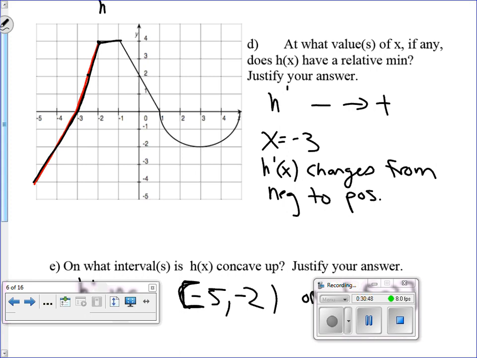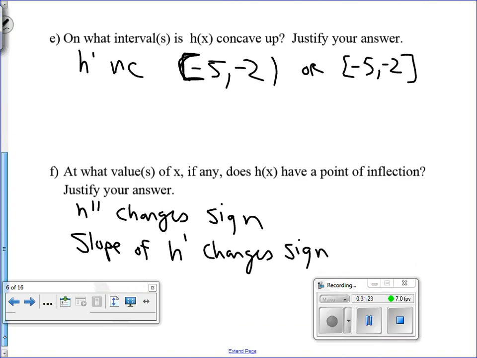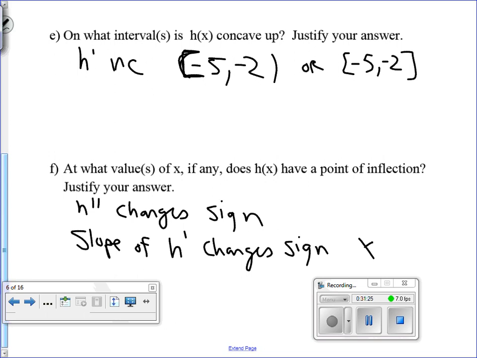This is not a relative max. That's another way of looking at it. Same thing here at negative 1. The slope is going from 0 to negative. To be a point of inflection of h, the slope of h prime, the second derivative, has to go from negative to positive or positive to negative. One of them can't be 0. So far we don't have one. Then our slope is negative, and it's still negative until we get to 3 here. Now the slope is changing from negative to positive. So we would have a point of inflection on h at x equals 3.